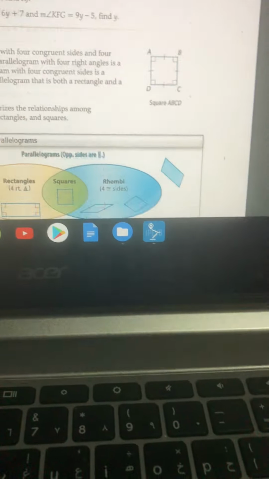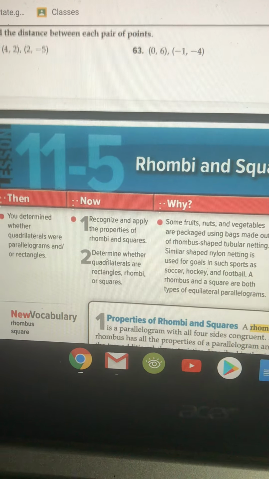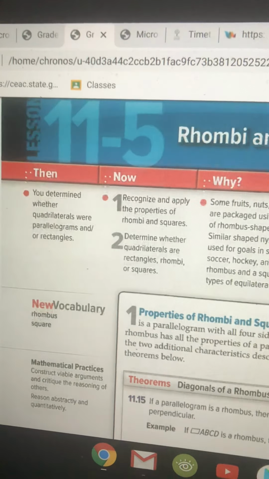Okay, grade 8. We are doing this lesson over here, rhombi and squares. That's what we're going to do. Lesson 5, chapter 11.